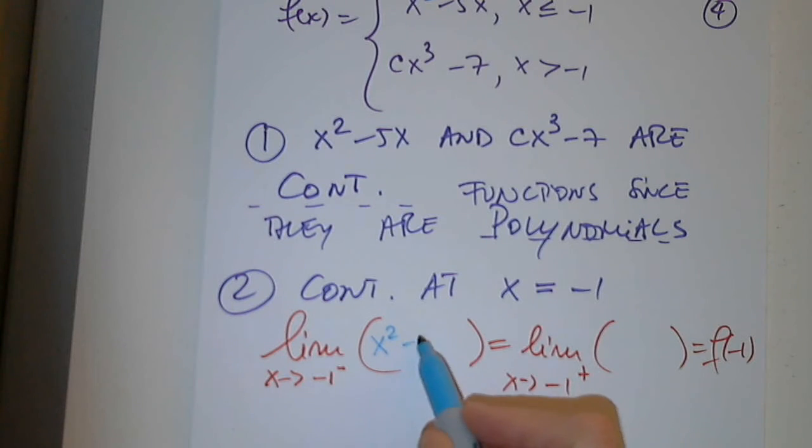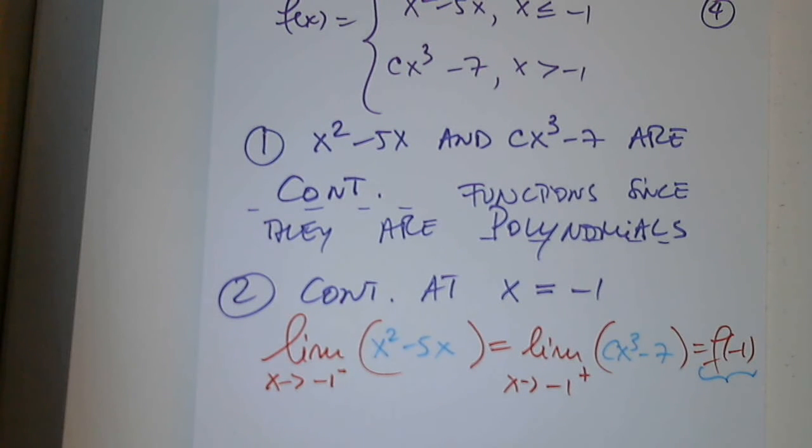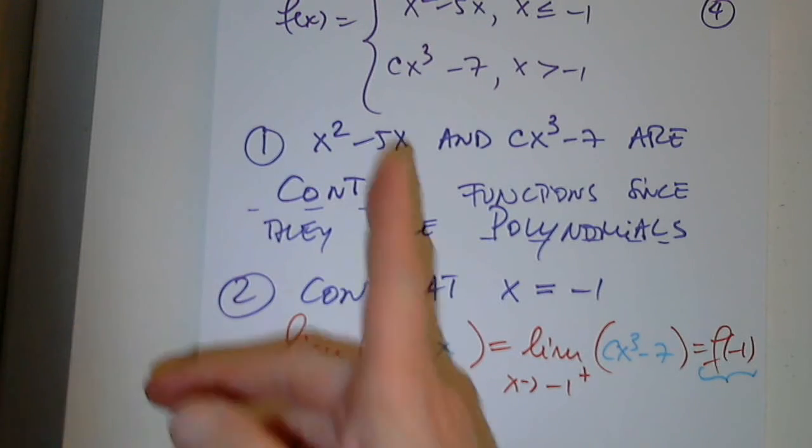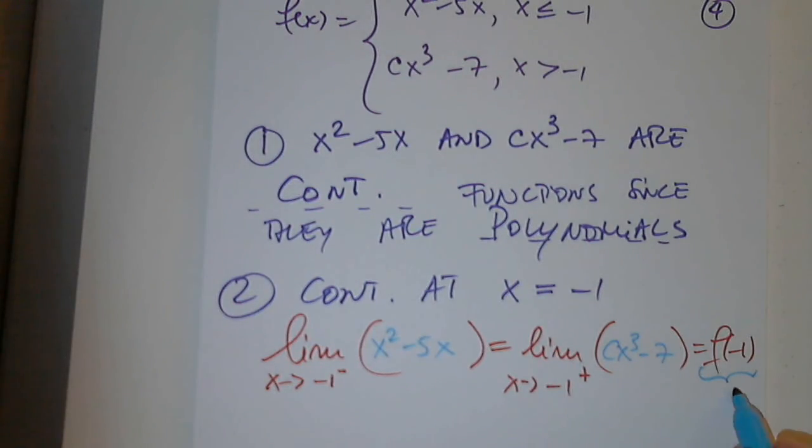X squared minus 5x. And of course, the other one, 5x cubed minus 7. And how much is f of -1? And which branch will you pick? Because you can only pick one. Top? Top. Very good. So then when you plug in -1, you will have 1 plus 5, which is 6. Would you agree with 6?